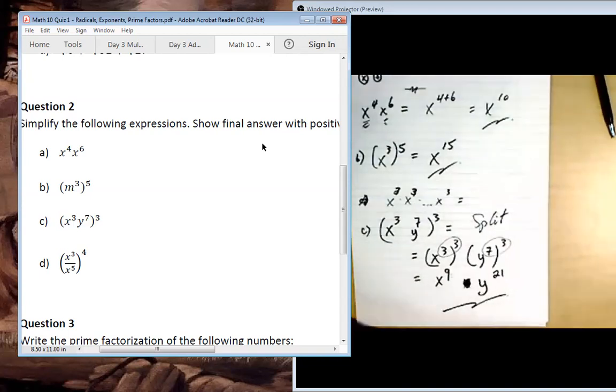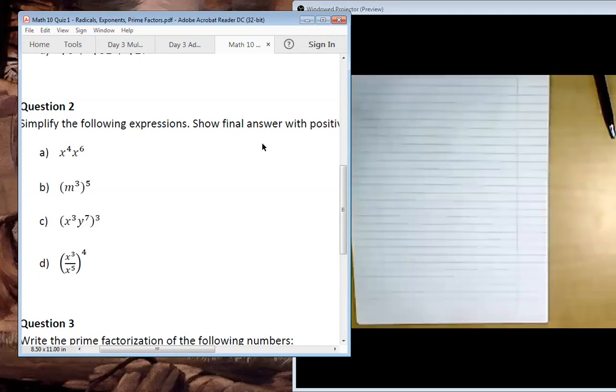Okay, then the last one. The last one has some dividing. You can do 2 things with this one. First thing you can do is work on the inside and then split it. Or you can split it first and then simplify afterwards. The last one with the x's looks like this. I'll show you both.